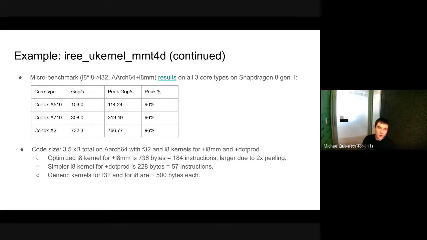A simpler .prod kernel is only 200 bytes. The generic kernels are 500 bytes each. And so, yeah, we have a small total.